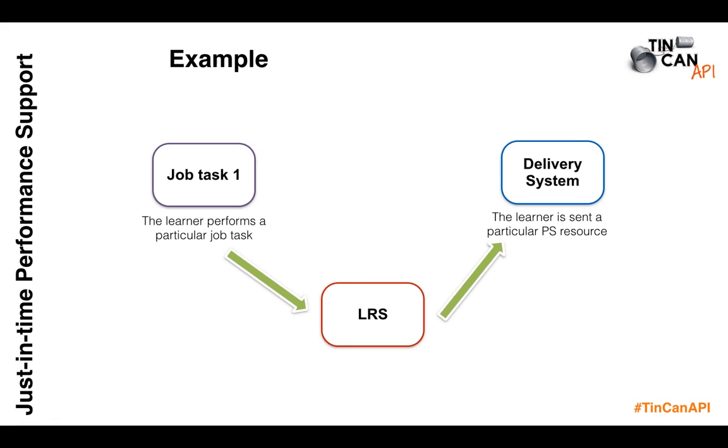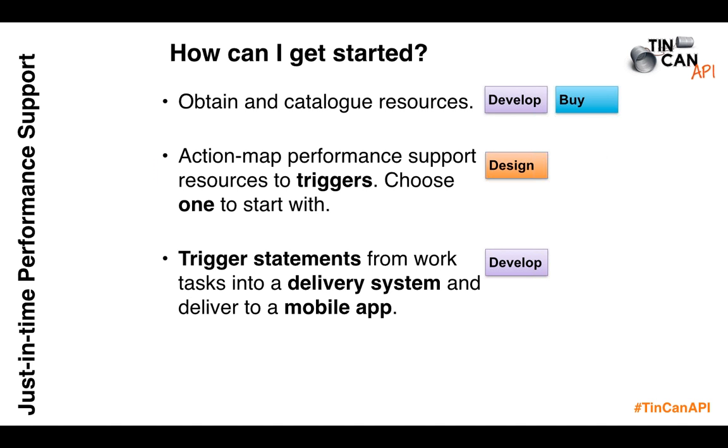So here's the example. The learner performed a particular job task. That feeds into the LRS. And then some sort of delivery system will send the learner a relevant performance support resource. So your first step is you need to get a load of relevant performance support resources. If this is an area of interest to you, you may already have a number. And then you want to use action mapping to map those performance support resources to certain triggers.